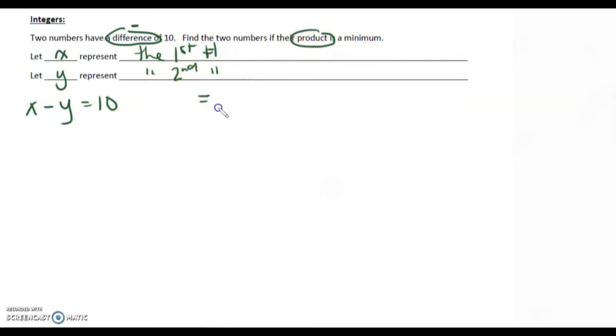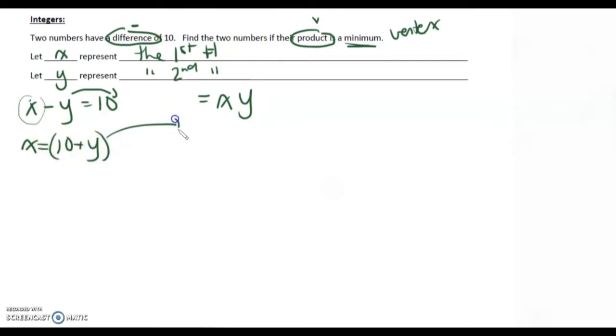So product is when it's x times y, that's multiplication. Minimum is telling us that we have to find the vertex. Okay, so we can either sub in for x or y. Here's the thing, x already has a coefficient of +1, so I'm just going to move that y over. So it's 10 plus y. So I'm going to go ahead and sub that in for where the x is. Okay, and oh, you know what? This is already in factored form. So I would do it the factored route, or we can do it by completing the square.